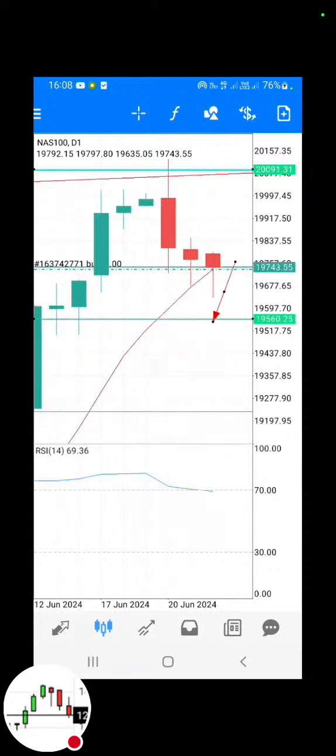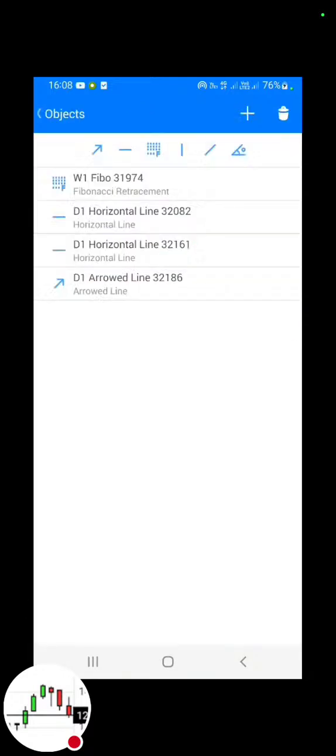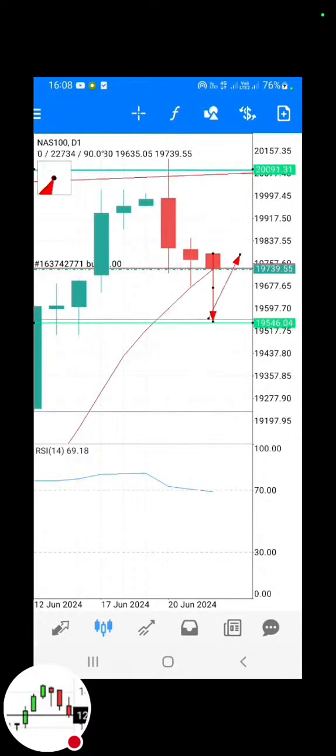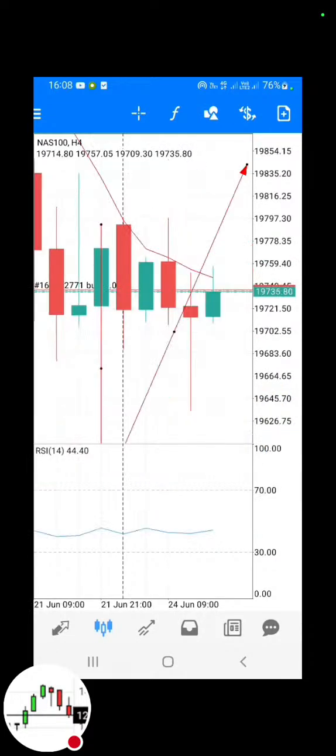This is how I see it. We'll retest this level. After retesting, we'll turn back like this, guys. We'll turn back like this. Then we can use the 4-hour chart to analyze.